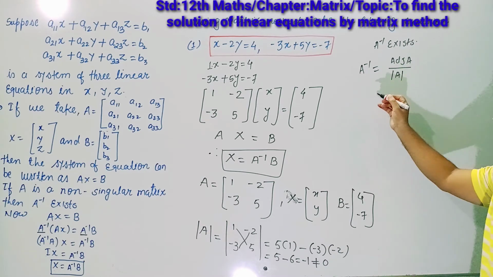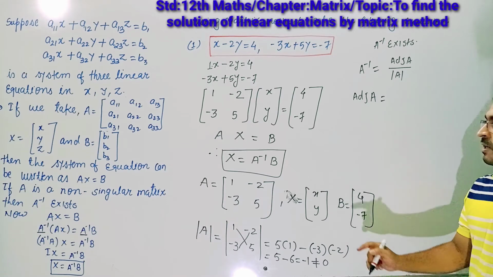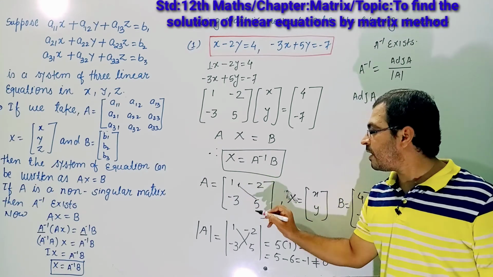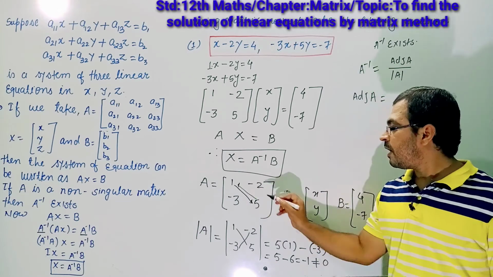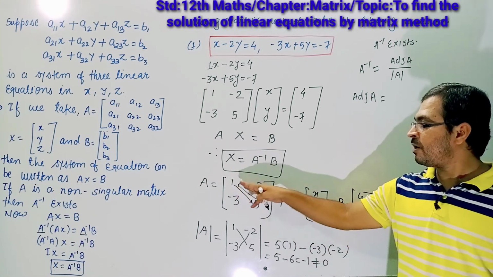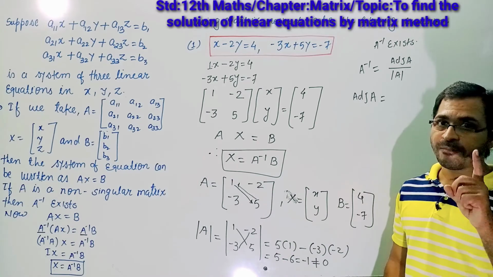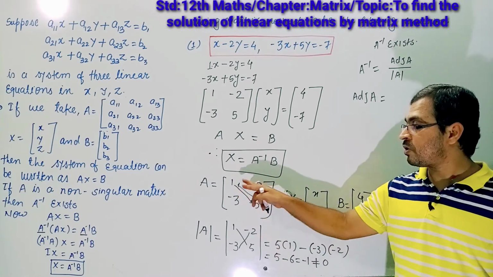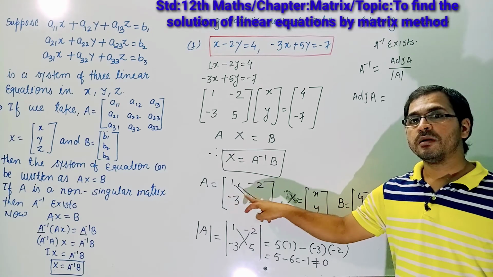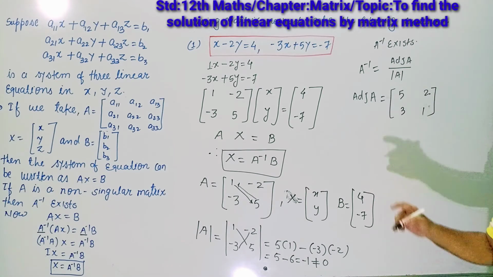Okay students, so first of all we will find out adjoint A. We know how to find the value of adjoint A. Here you will have to shift this element over here and this element will come over here, and the sign of the other elements will be changed. The elements of the main diagonal will be interchanged and the sign of the secondary diagonal will be changed. Just keep in mind how to find adjoint. Okay students, so adjoint A can be written as this.